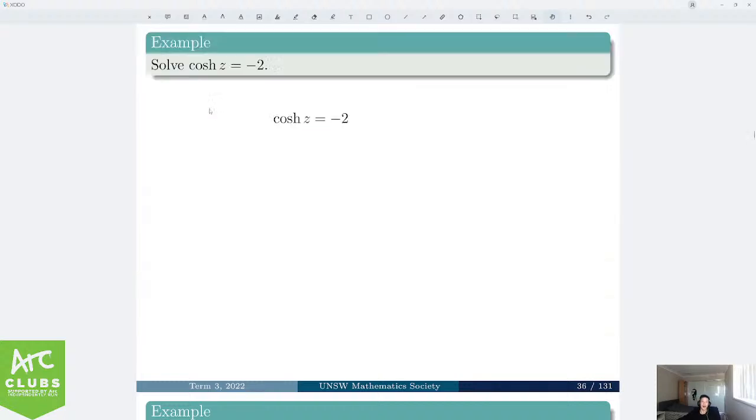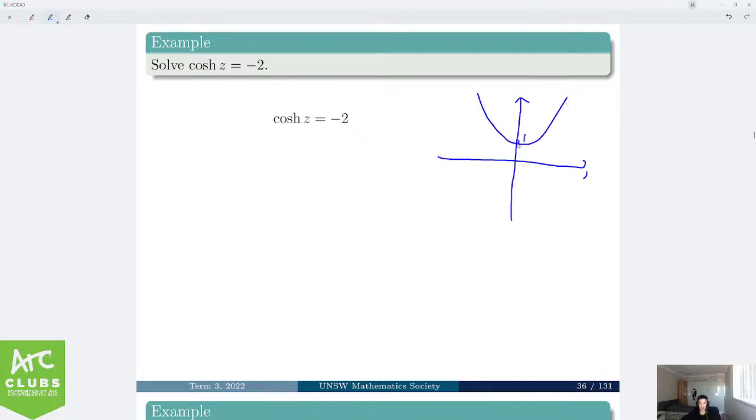Example, solve cosh z equals -2. Now, if we just use real analysis, notice cosh of z looks something like this, where the minimum is at 1. -2 is over here. And hence, we know that there are not going to be any real solutions because cosh z does not ever go to -2 if we're just looking at the real numbers.